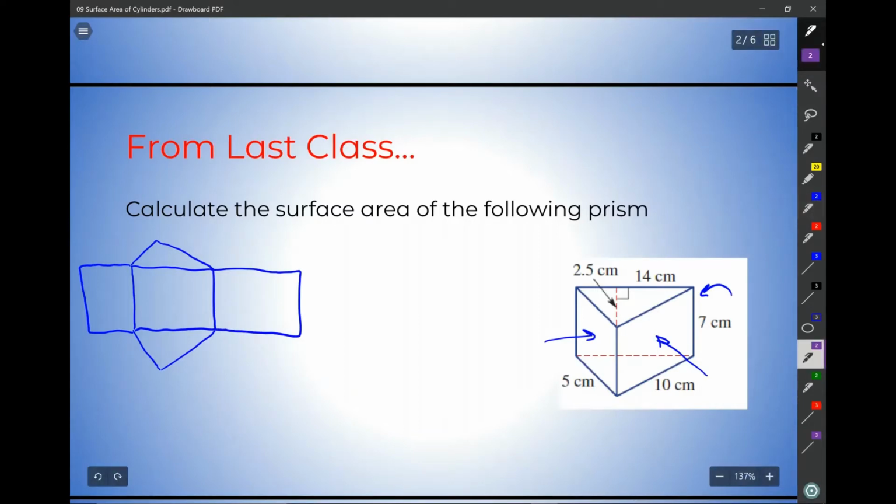So we'll fill in all the different length information. This is 7 centimeters. This one is 14. This side length here is 10. Sorry, I haven't drawn that to scale very well. And this side length here is 5. It's kind of confusing to tell, but I'm pretty sure this 2.5 centimeter measurement is actually giving you the height of the triangle here.